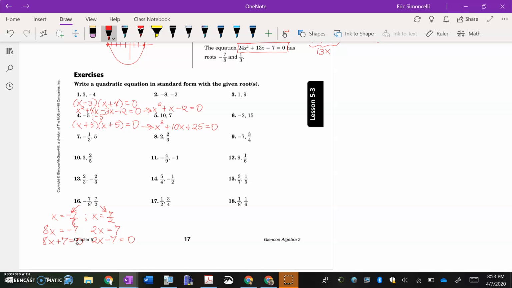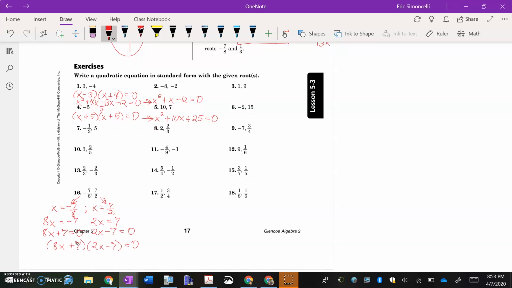This is way easier to FOIL. I almost said factor. We're actually foiling here. Factoring would be taking the quadratic and getting it to look like this particular form, which we'll also talk about down the road. So we've got 8x plus 7 times the quantity 2x minus 7. If we FOIL first, outside, inside, last, we've got 8x times 2x, which is 16x squared. We've got 8x times negative 7, which is negative 56x. We've got 7 times 2x, which is 14x. We've got 7 times negative 7, which is negative 49.